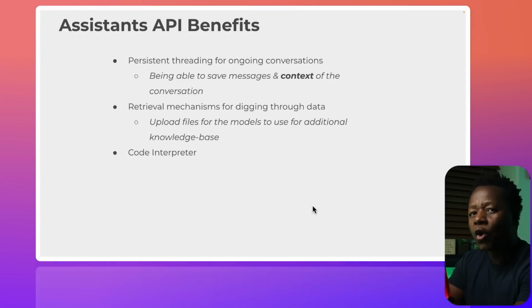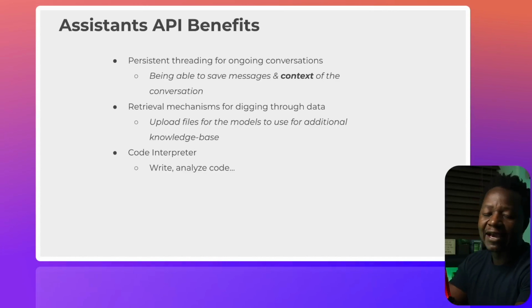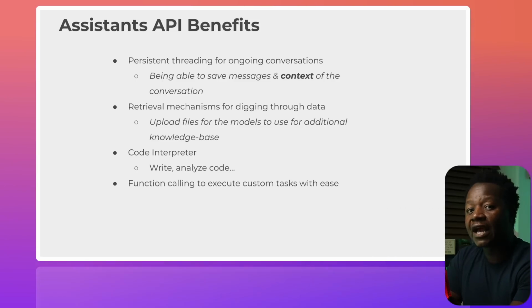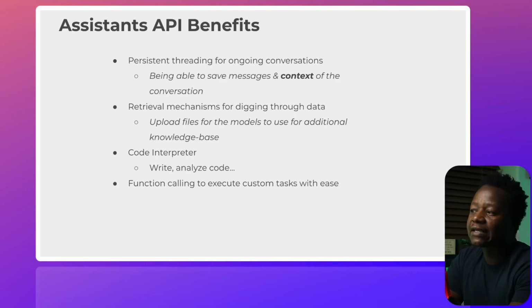It also has code interpreters, so it can write and analyze code and do all sorts of things, which is amazing, as you will see, okay? One of the biggest things that we now get with the Assistants API is that we can actually do function calling.